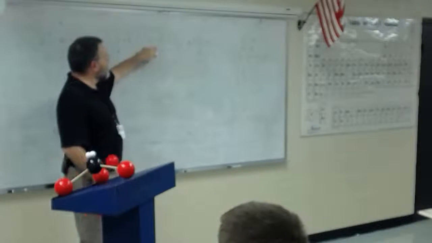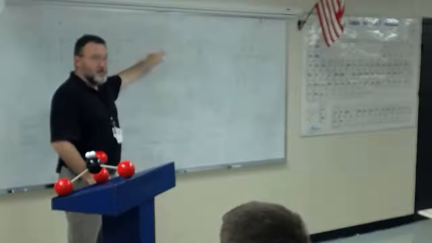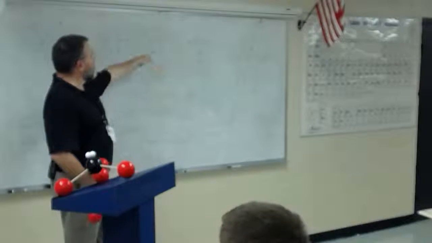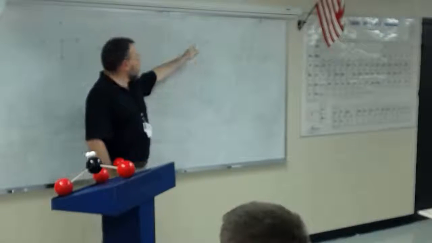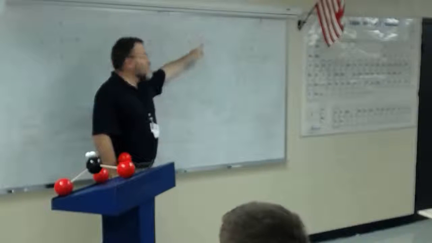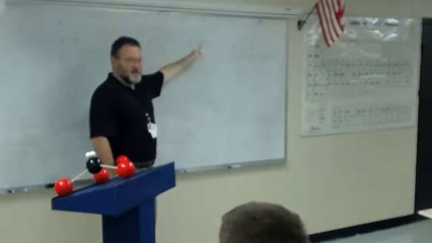This one as well has four things attached to the central atom. Two bonds and two unbonded pairs. Still four things. When we go to the next shape over here, now we're into something different. Now we have a central atom and we have three things, not four. There is no unbonded pair because we have a double bond. So there's only three things attached to that central atom.